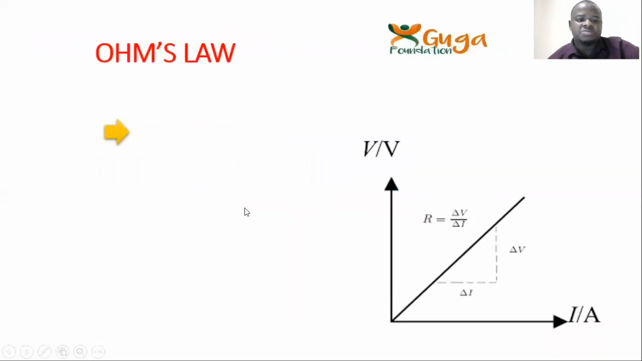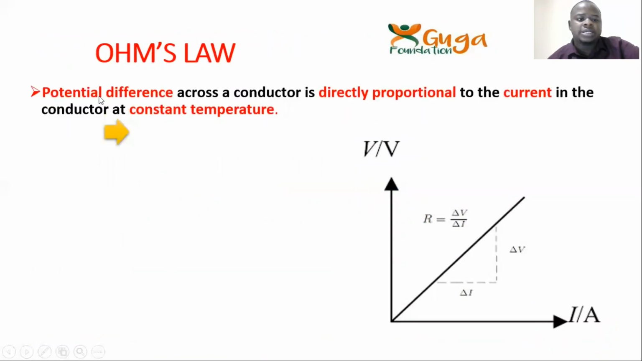Now let's look at Ohm's law. It states that the potential difference across a conductor is directly proportional to the current in the conductor at a constant temperature. So we know that V is directly proportional to the current, right? To change this proportionality, we must put a constant here, we must put a constant R.